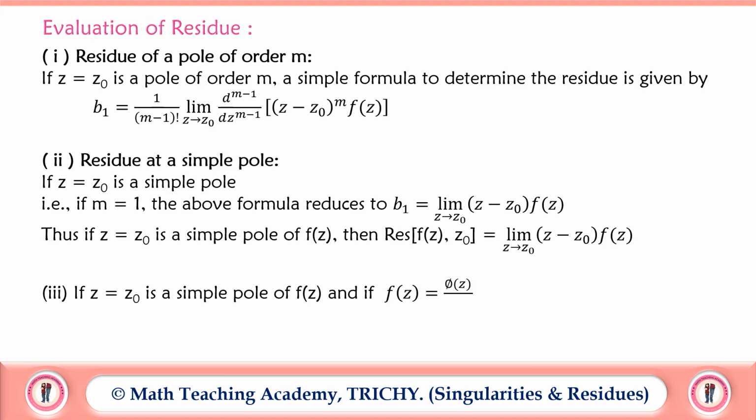And then the third case: if z is equal to z0 is a simple pole of f of z, and if f of z is given as phi of z by psi of z, then the residue of f of z comma z0 is equal to phi of z0 divided by psi dash of z0. So this is the formula to evaluate the residue.